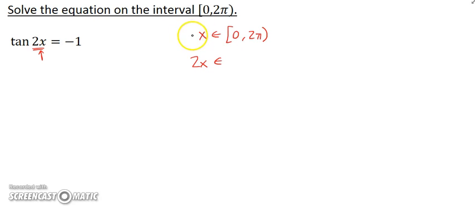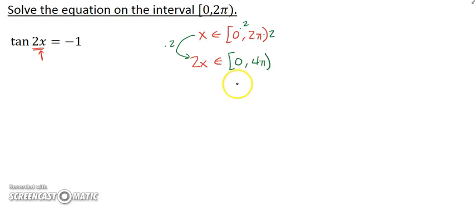So the thing to do to get from x to 2x is to multiply by 2. So I better multiply each of these values by 2 also. I better start looking not from 0 to 2 pi, but from 0, which is 0 times 2, to 2 pi times 2, that's 4 pi.